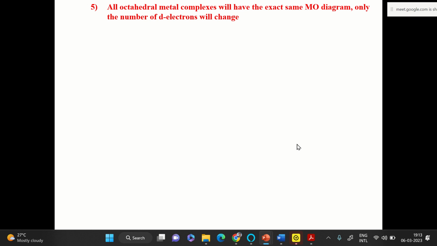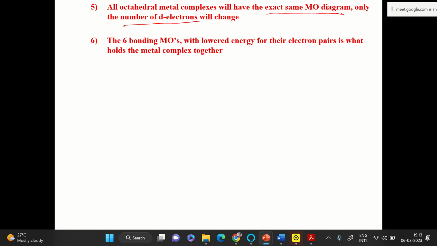So all octahedral metal complexes will have the same MO diagram, and we will see the variation in the number of d electrons. 6 bonding molecular orbitals with lowered energy is the key. All ML6 type complexes will have 6 electron pairs in lower energy orbitals as compared to the initial situation of 6 separated ligands and separated metal. In comparison to that, the energy is lowered, and that's why this happens.